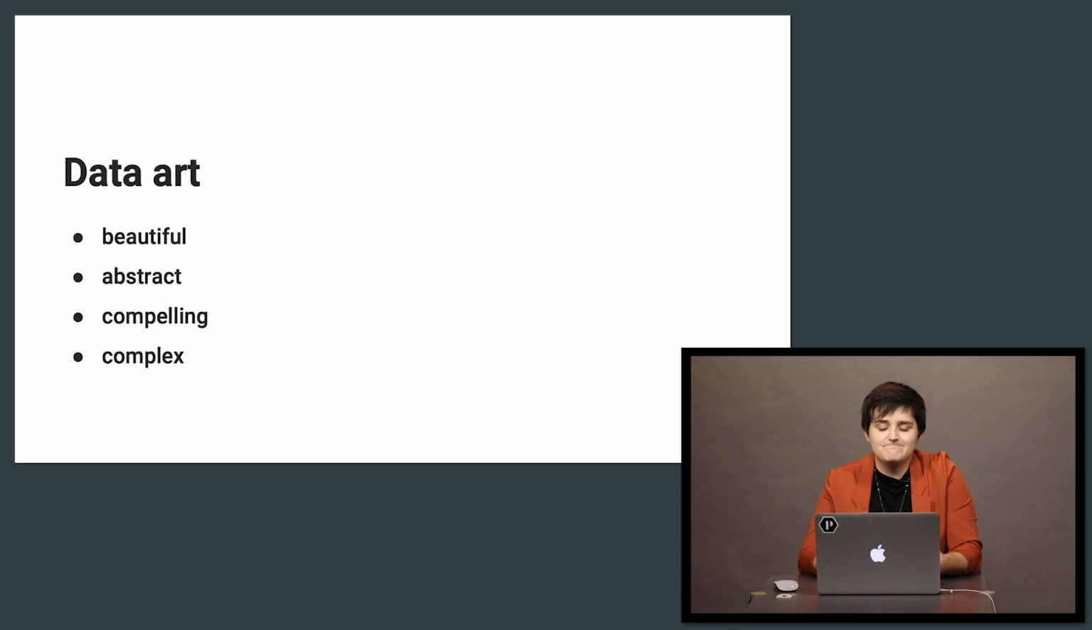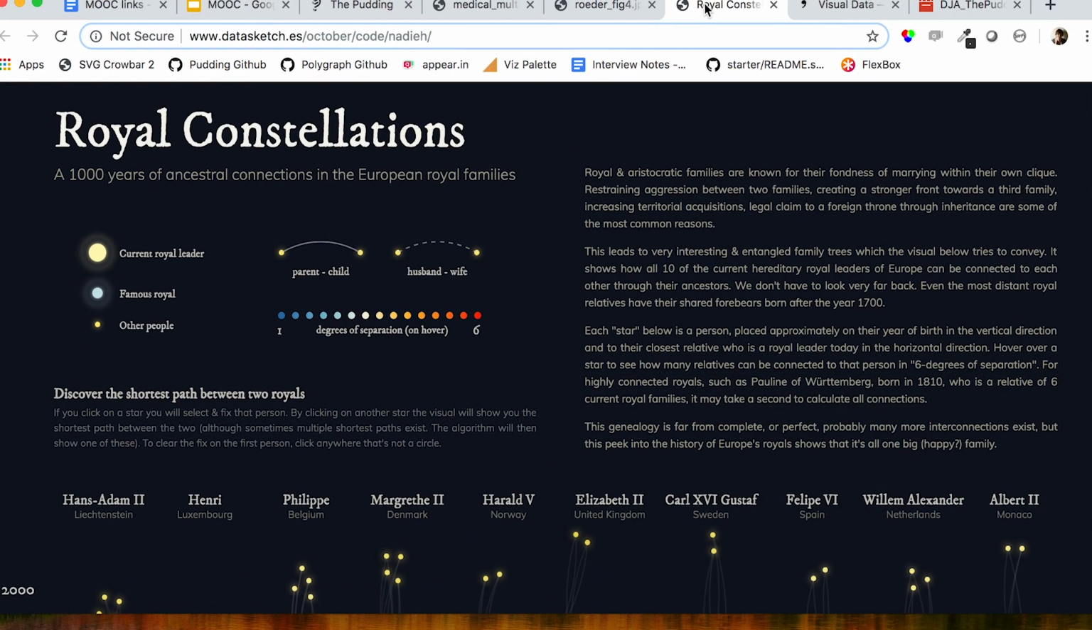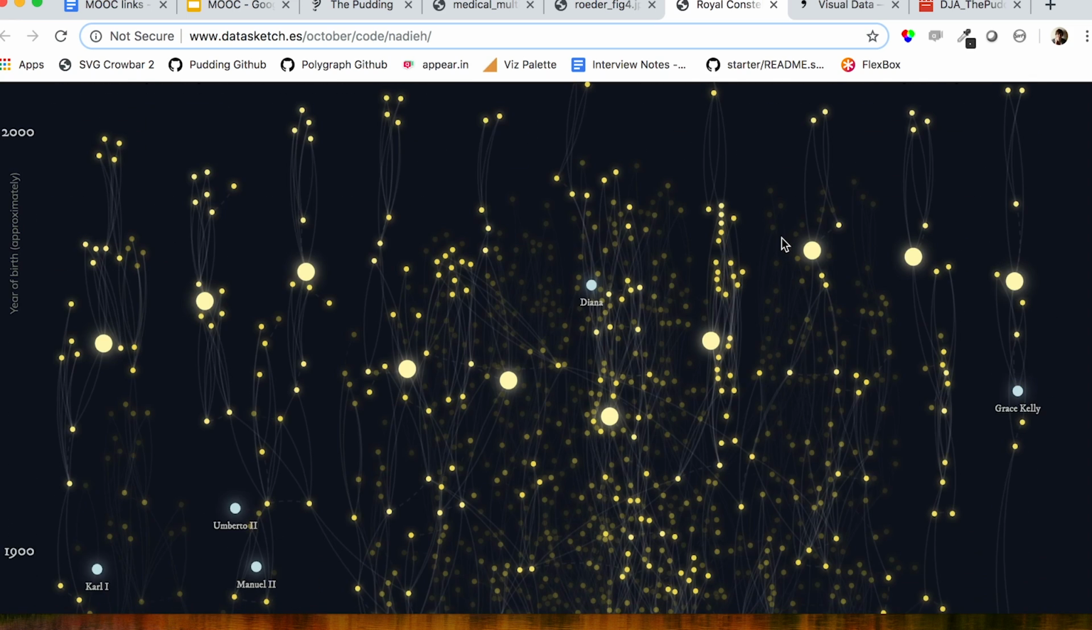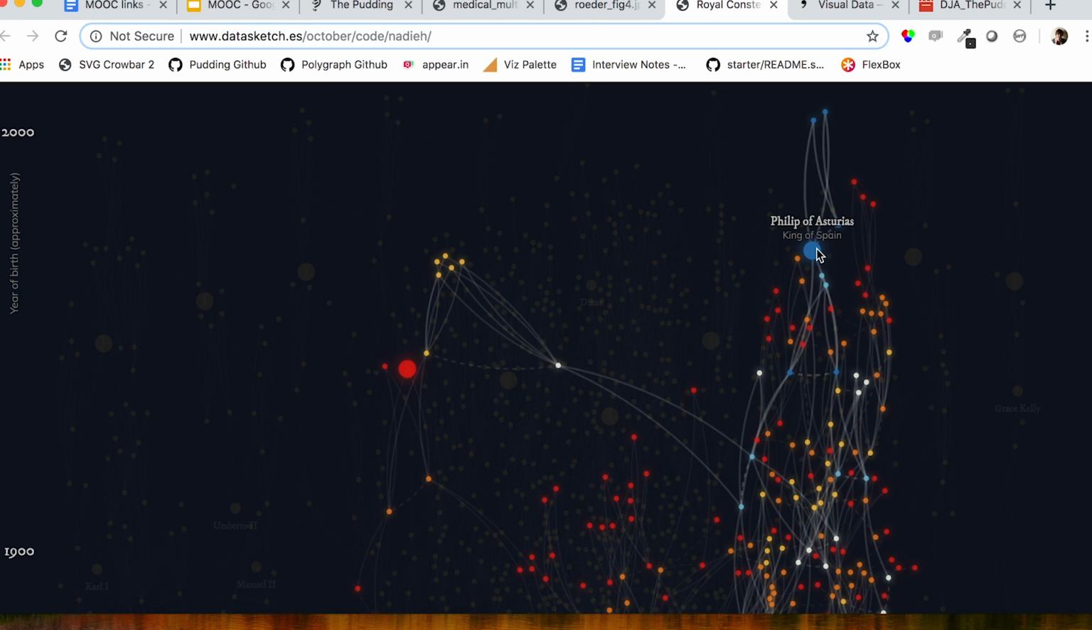On the other side, there's data art. This is something that's on the opposite end of the spectrum. Here, the data often doesn't look like a traditional chart or graphic at all. Instead, it's something that looks like it belongs in a museum. It's engaging and it's captivating. Here we're looking at Nadieh Bremer's Constellation of the Royal Family, where you can see kind of the familial connections between all of these royalty.